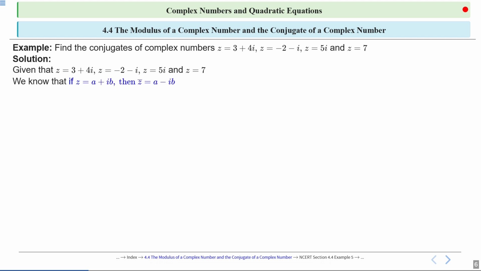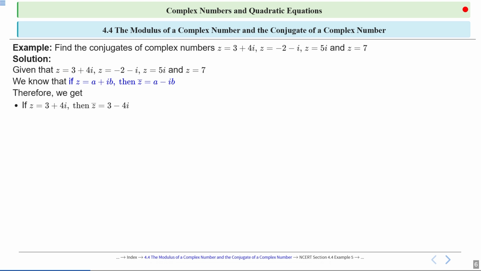Now let's recall the rule for finding the conjugate of a complex number. So if z equals a plus iota times b, then the conjugate of z, written as z bar, is a minus iota times b. Here a is the real part and b is the imaginary part. So to get the conjugate, we simply change the sign of the imaginary part.